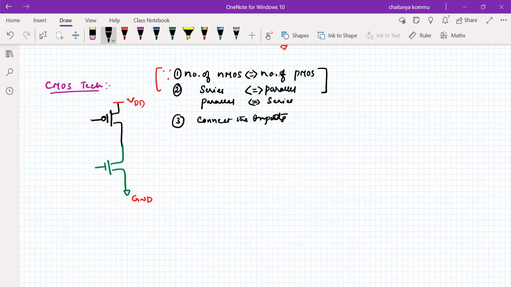Since my function is Y equal to A complement, by looking at this A, the number of transistors can be decided. How many transistors are there in the pull-down network? First of all, 1 transistor. How many transistors do we take at the pull-up? Also 1 transistor. Since with 1 transistor, series and parallel connection is an invalid statement, I don't do that. But for the third point, we need to connect the inputs here, and take a common point here also. If you apply A here, Y will be generated, and that becomes A complement.